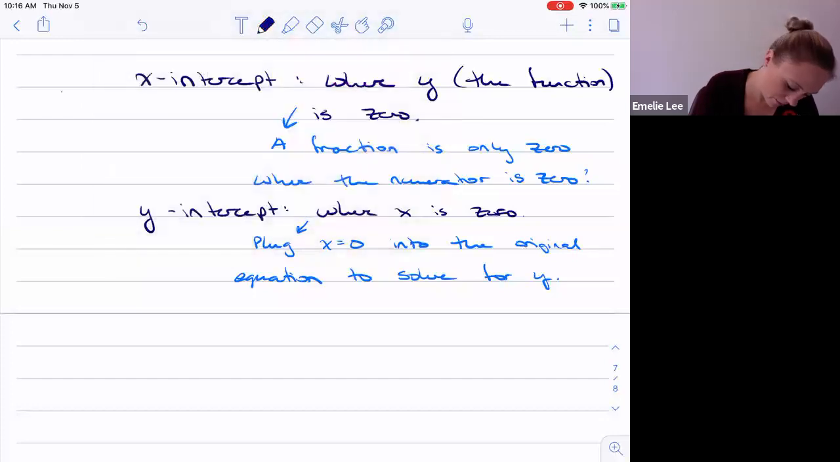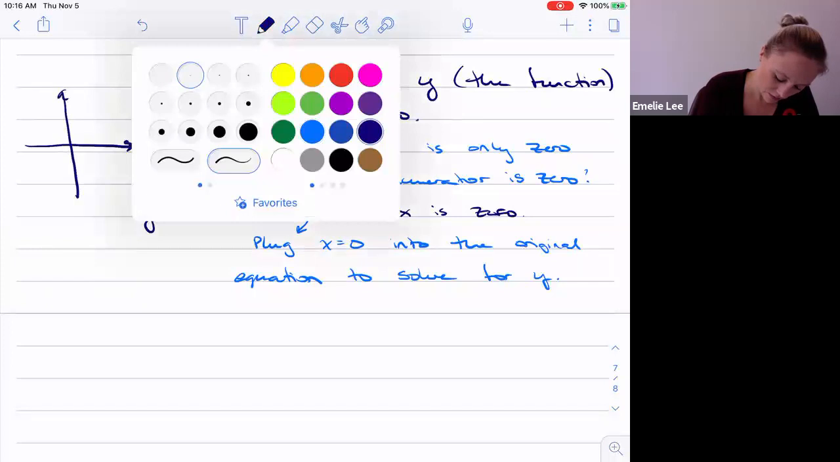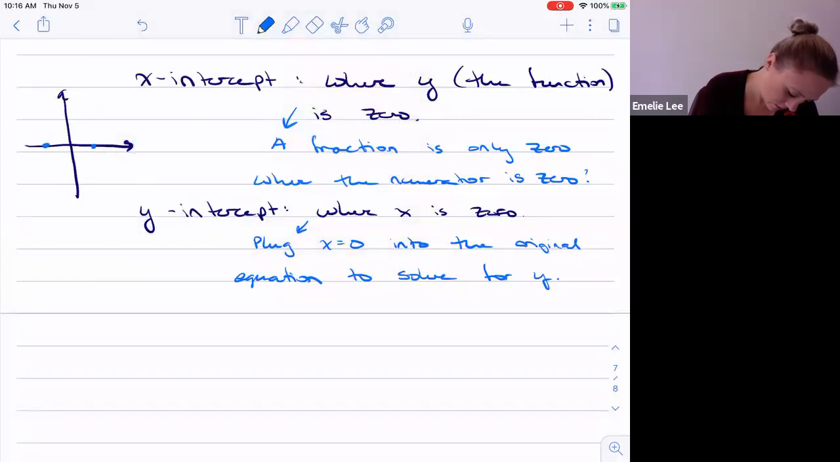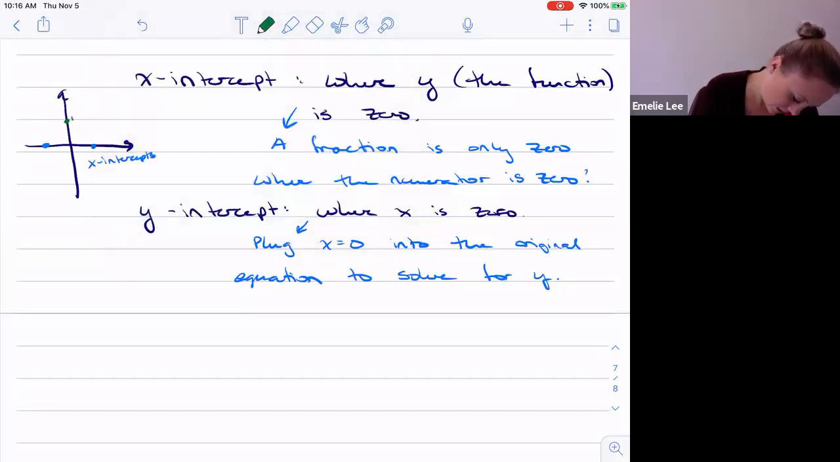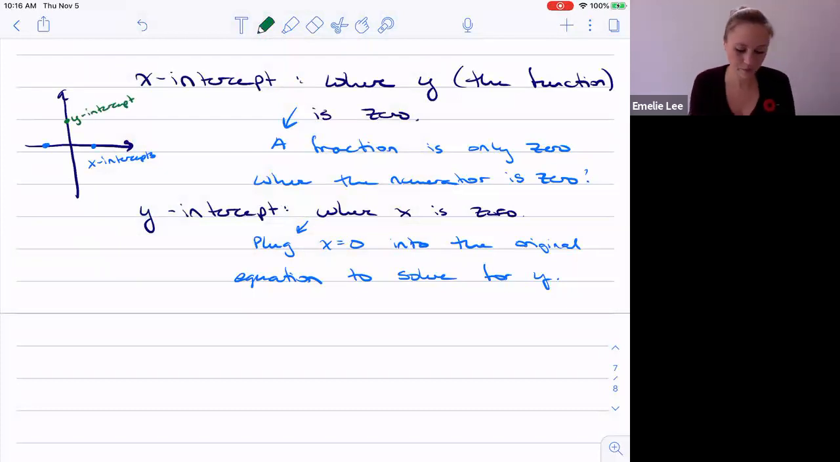It might help if you remember that here, these are x-intercepts and this is the y-intercept. This is where x is 0, this is where y is 0. So if you remember that, then you can remember how to find them. Okay.